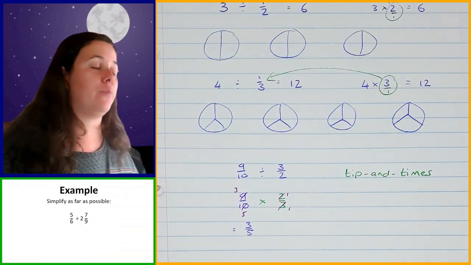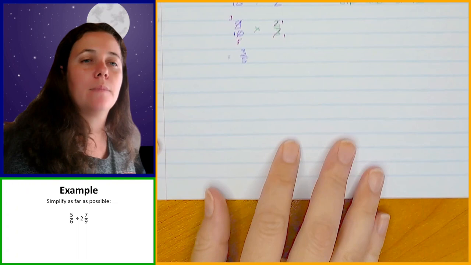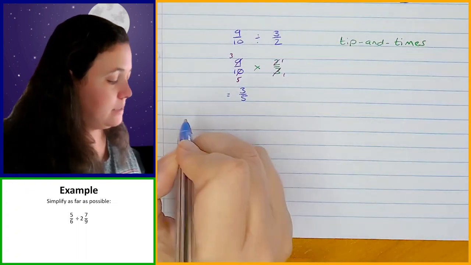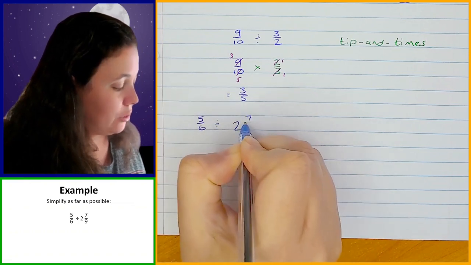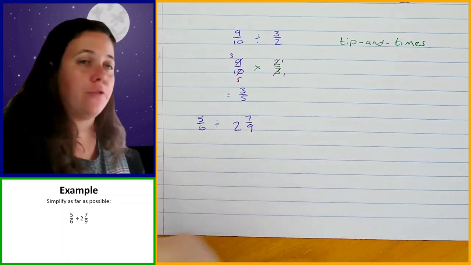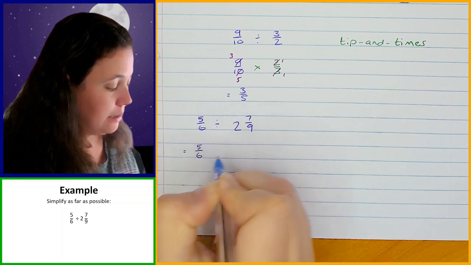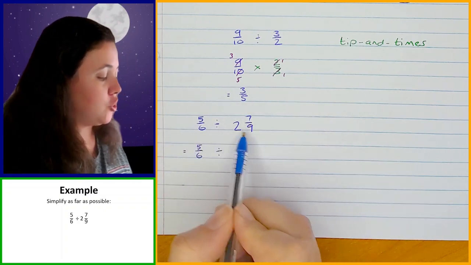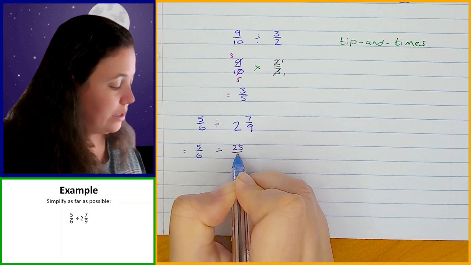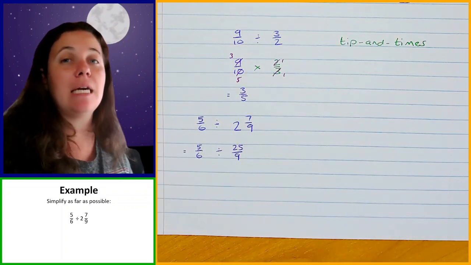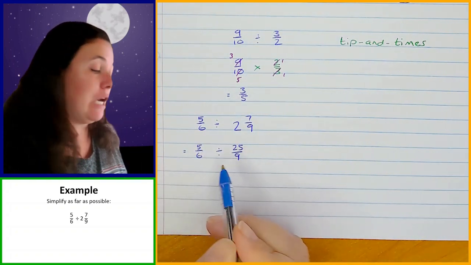So let's have a look at the first example over here. In this example, we have got 5 over 6 divided by 2 and 7 over 9. So now, just like what we were doing with our multiplication, the very first thing we have to do is change our mixed number to an improper fraction. So that gives me 5 over 6 divided by, and then 2 times 9 is 18, plus 7 is 25 over 9. Okay, so before I do any tipping and timesing, I have to get rid of my mixed numbers, change them to improper fractions. So now I've changed that, now I can go and tip and times.